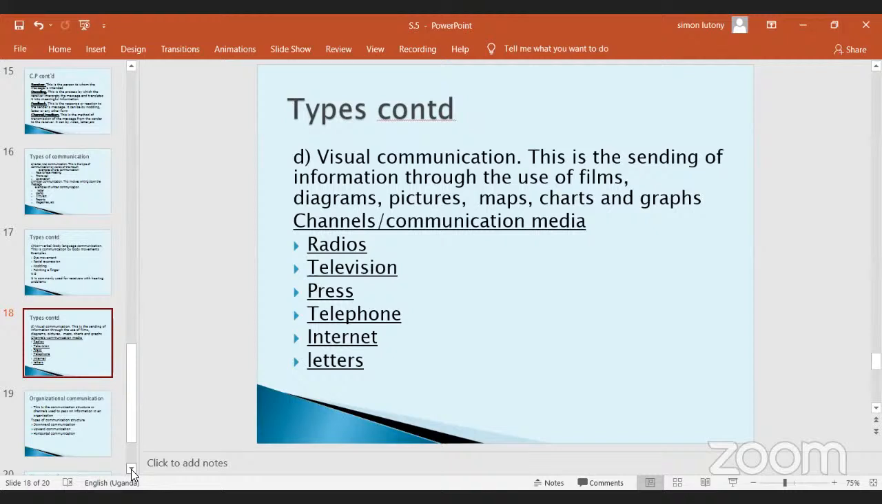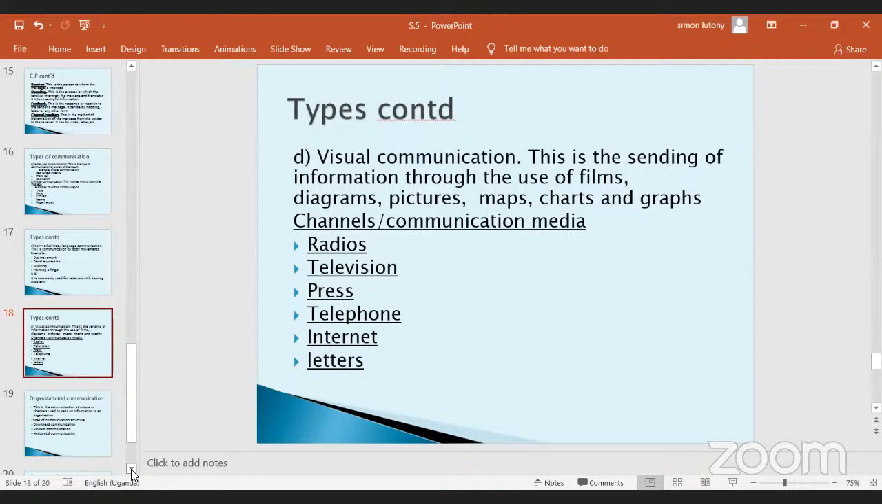We can also use the internet, and with the internet, this is when you come in with your emails, you come in with your WhatsApps, all that will be under internet. We also have letters. You can write a letter depending on the information you're passing on. So the letter will reach the receiver and it will pass on the very message that you wanted. So those are the various communication channels that we have in communication.